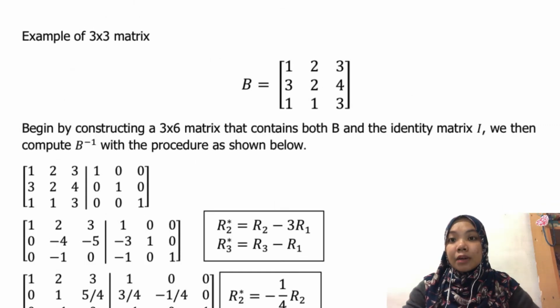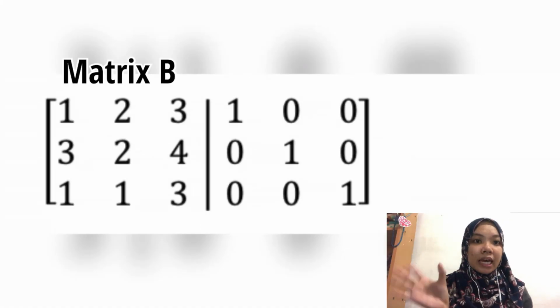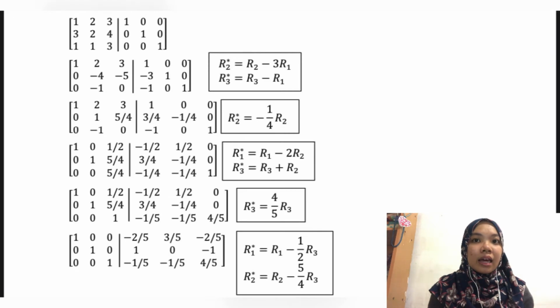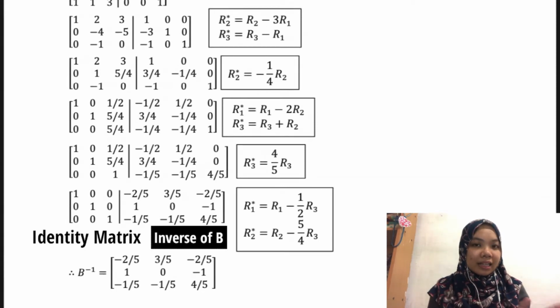Next is an example of a 3x3 matrix. Say matrix B is given here. The same procedure is still used for this question, where first we begin by constructing a 3x6 matrix that contains matrix B at the left hand side and the identity matrix at the right hand side. After performing elementary row operations, at the end we will get a form of augmented matrix where the identity matrix is now at the left hand side and the inverse of matrix B is at the right hand side.